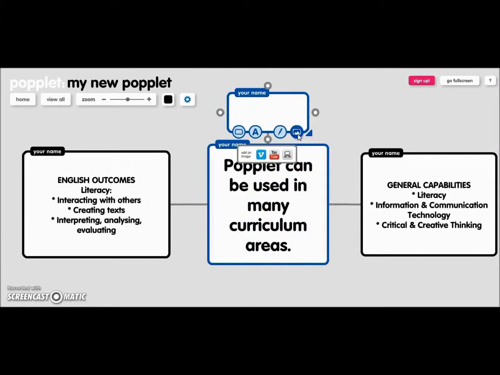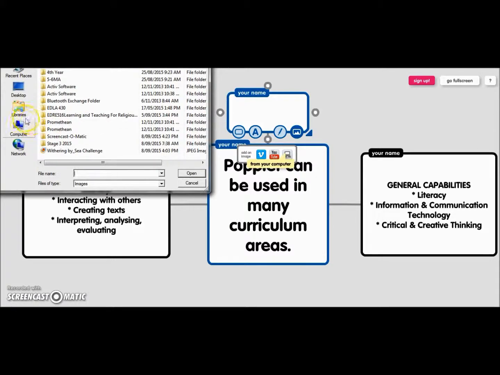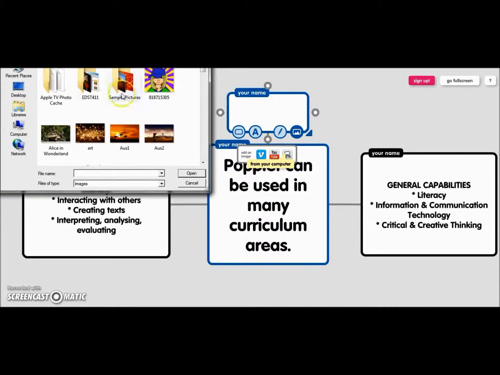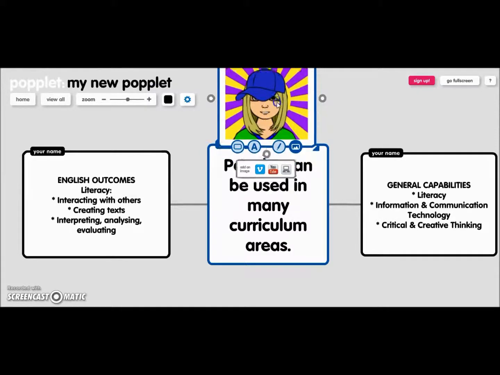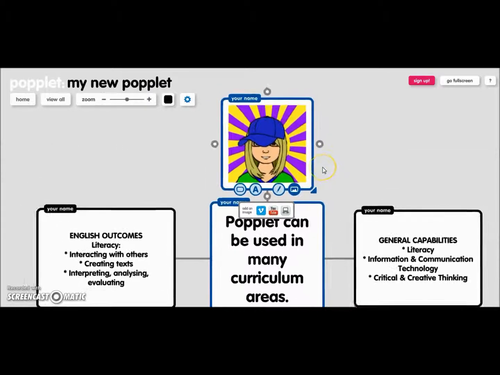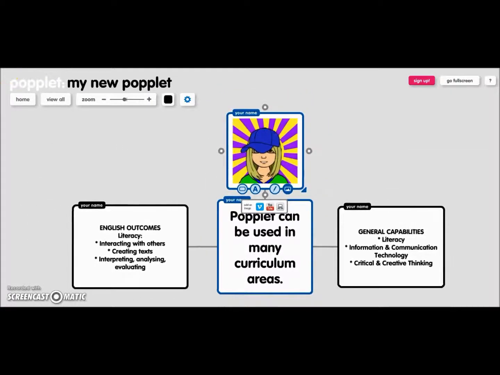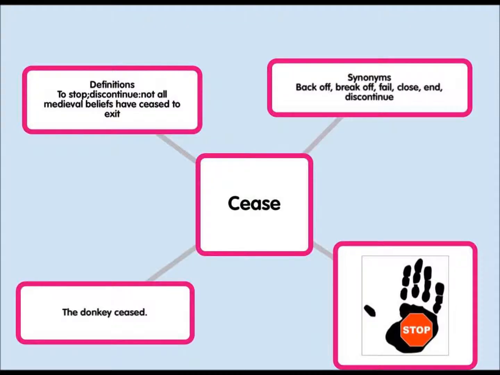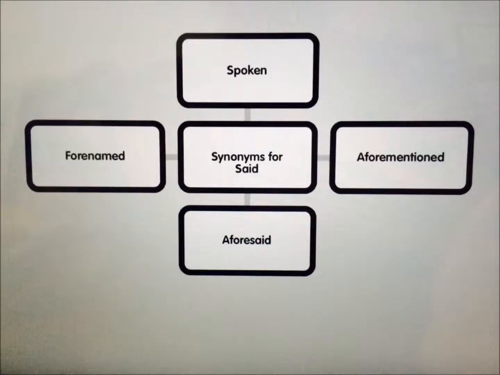This one I'm going to put a picture in from my computer, and I'll put this one in here, move it up, and then scrolling out will give you the whole view. Poplet was used to generate a vocabulary map in spelling. It was also used in a writing task to generate better words than said.